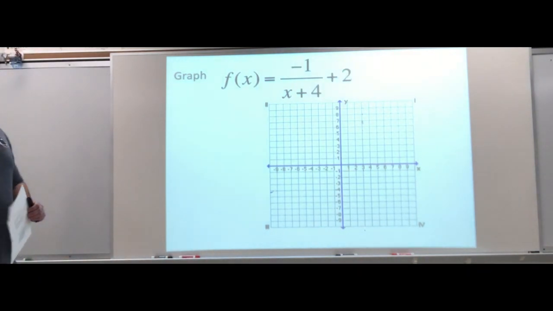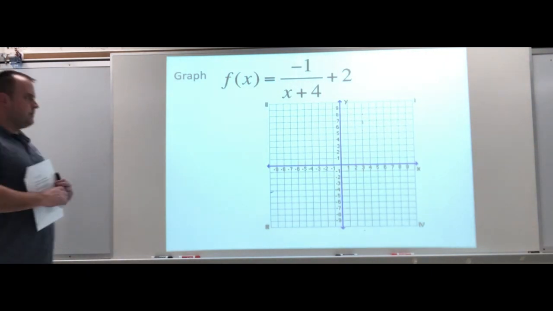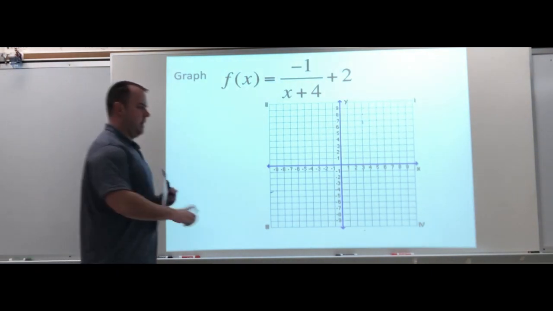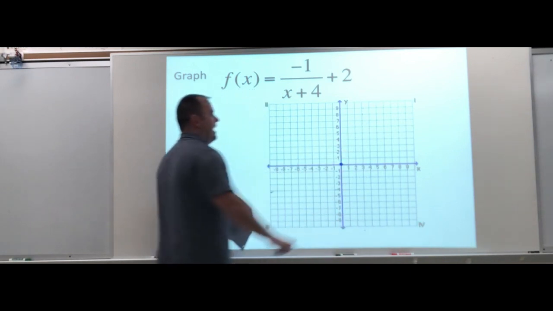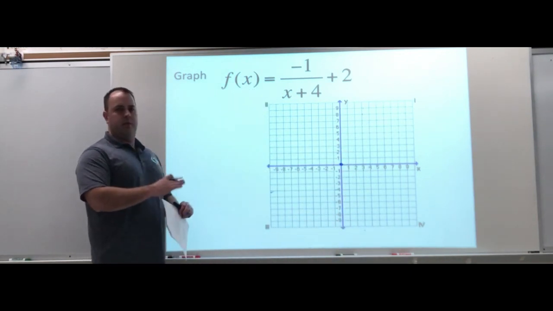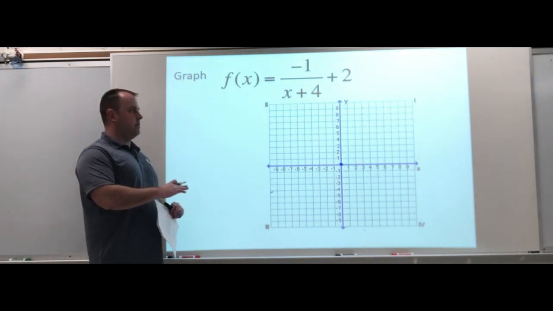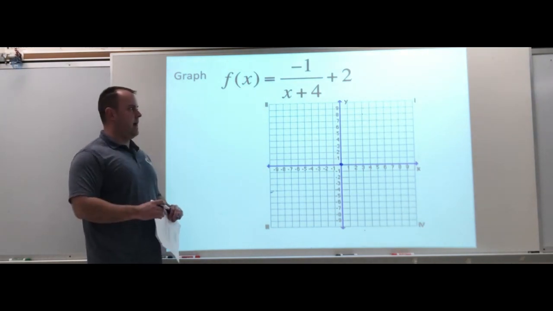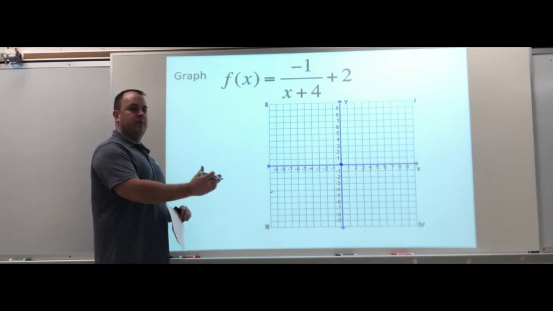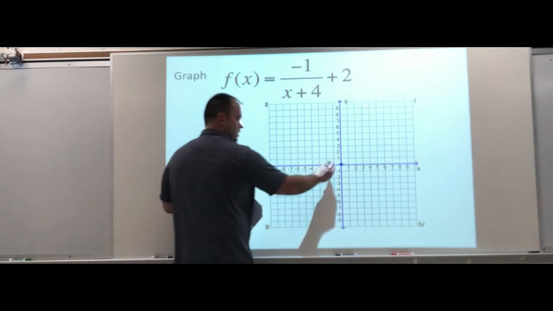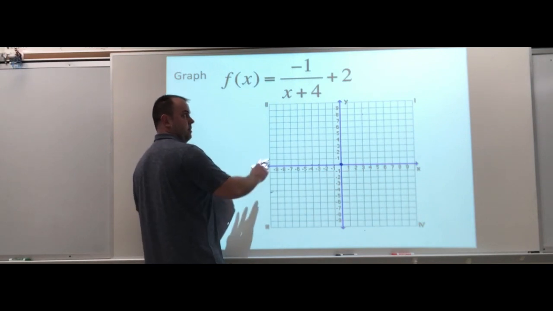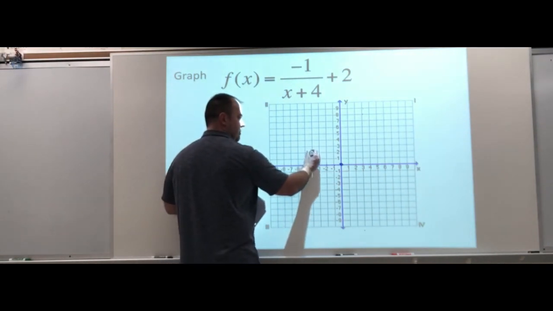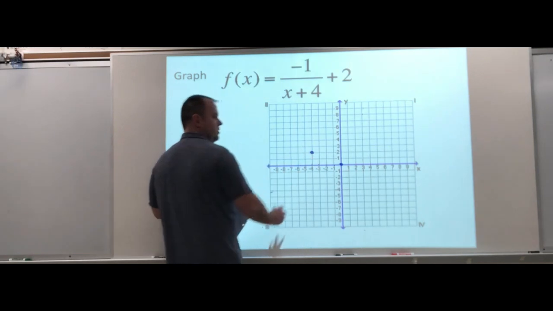Another example here is f of x is -1 over x plus 4, plus 2. So again, I'm going to put my starting point, 0, 0. And the negative we're not worried about later. We'll worry about that after we have our starting point. So first let's do the x plus 4. x plus 4 is going to be 4 spots to our left. 1, 2, 3, 4. And the plus 2 is moving 2 spots up. So there's our new starting point.